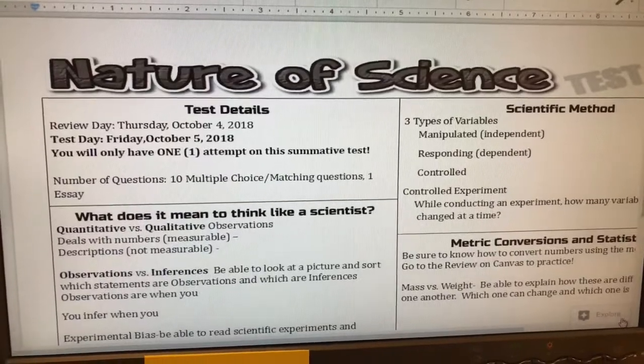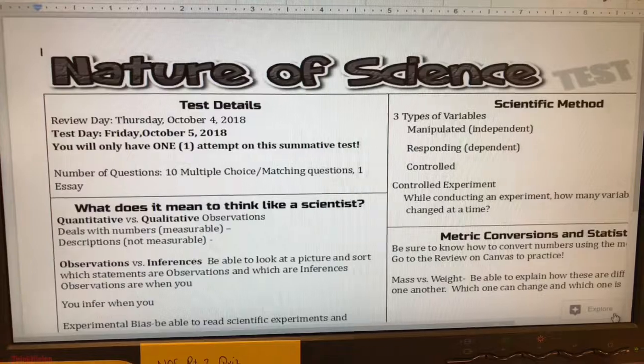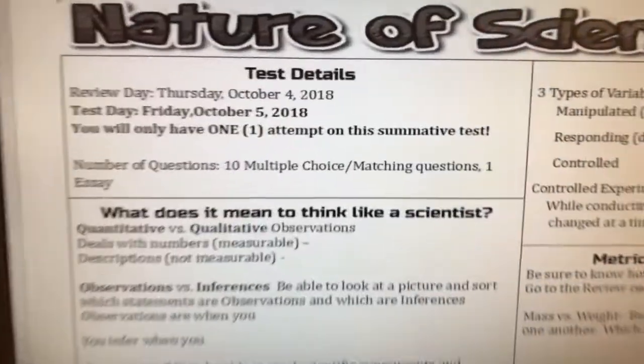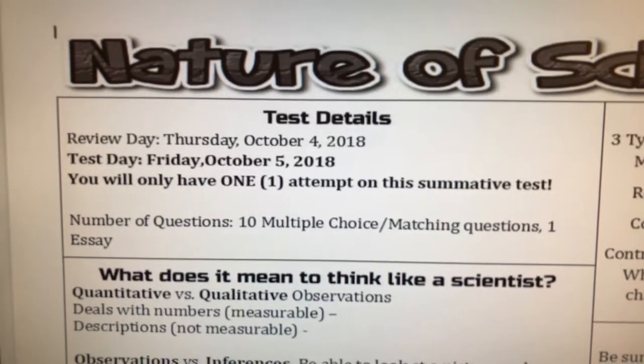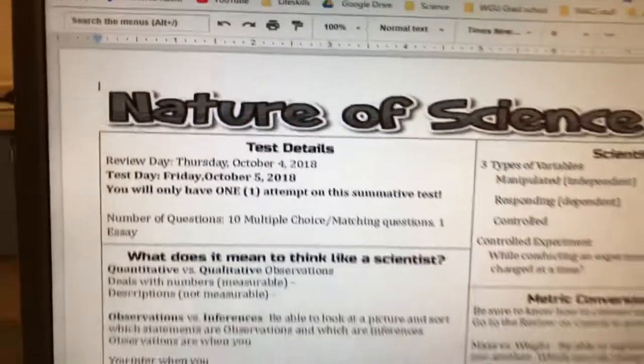Guys, today we are continuing to work on your boat project, but coming up this Friday you've got your nature of science test over the nature of science. So, information first: test details are you have a review on Thursday, test day Friday. You only get one attempt on this summative assessment. This is our end of the unit test, our end of the unit exam, so this isn't one where you get multiple attempts on your test. So make sure you're ready to go, make sure you're prepared.